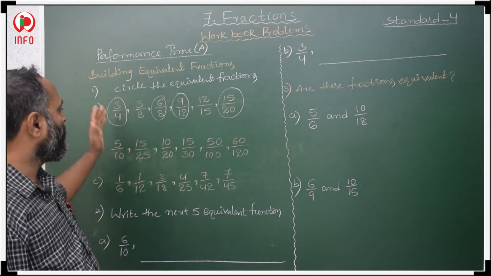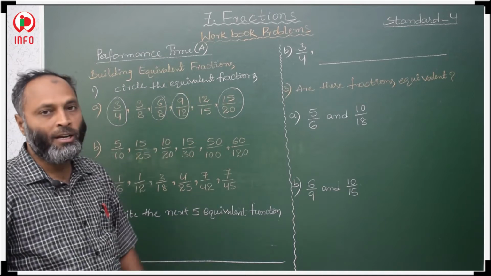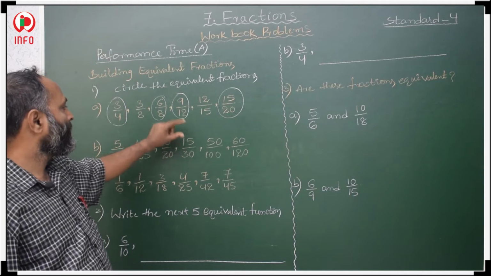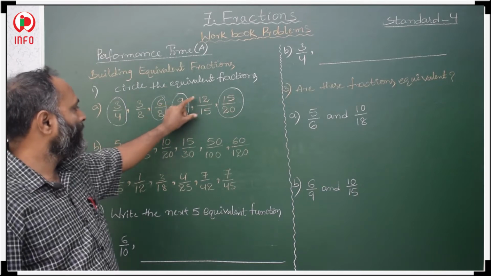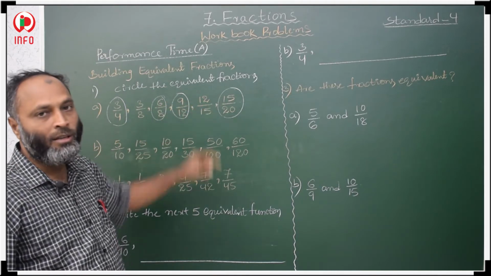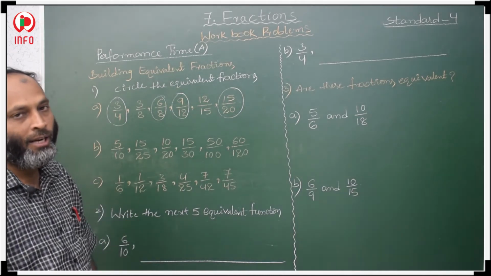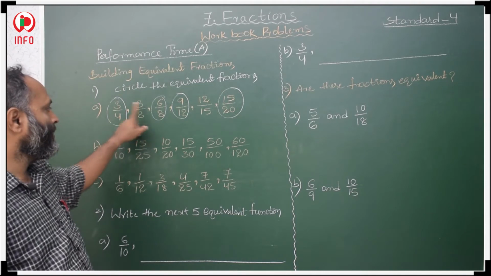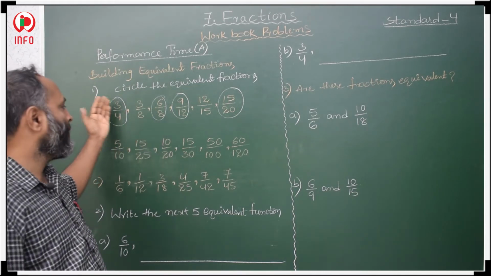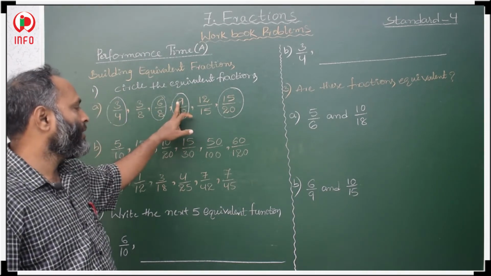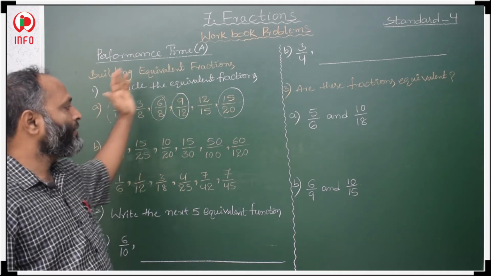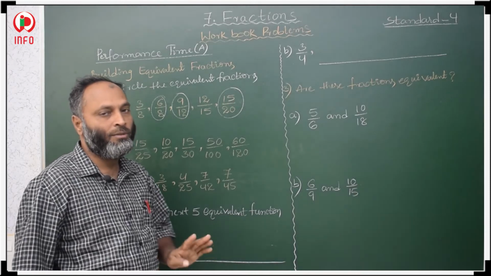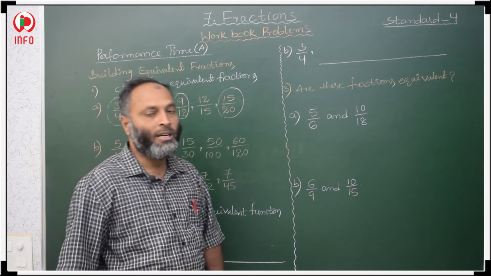Okay. So all these fractions are equivalent fractions. What? 3 by 4, 6 by 8, 9 by 12 and 15 by 20. All these 4 fractions are equivalent fractions. How are these equivalent? If we multiply with 2, then we will get 6 by 8. If we multiply with 3, then we will get 9 by 12. If we multiply with 5, then you will get 15 by 20. So that is why all these 4 fractions are equivalent fractions.